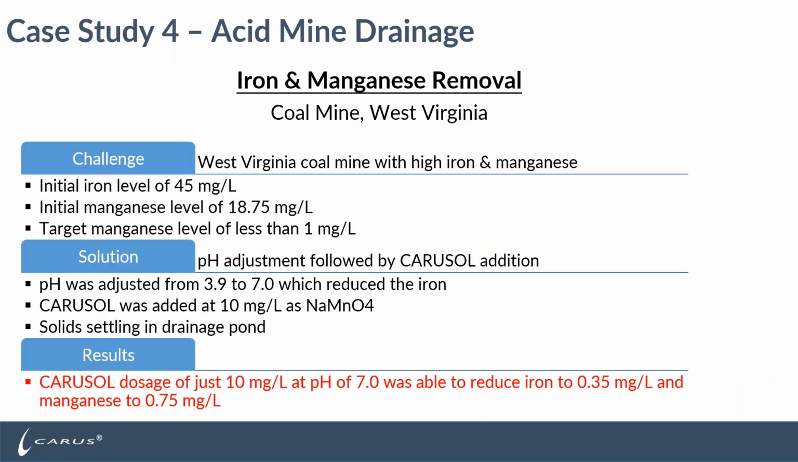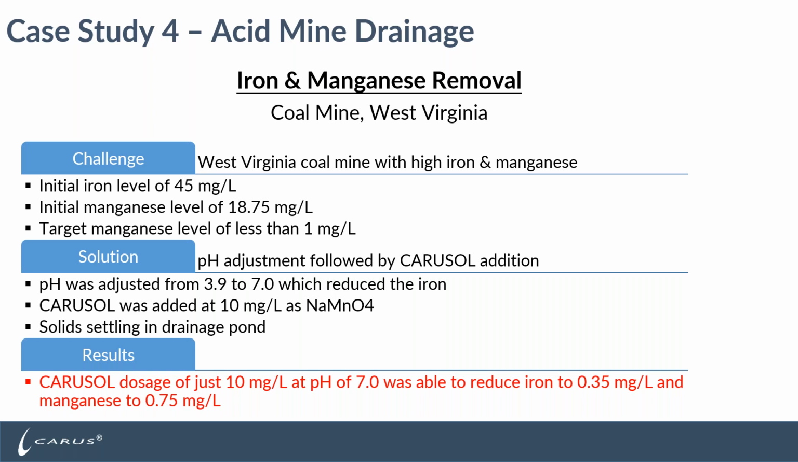This is a second acid mine drainage case study from a coal mining operation, this time in West Virginia. The challenge for this site was again to reduce high iron and manganese levels in the wastewater. Drainage water samples were collected and showed an initial pH of 3.9, iron at 45 milligrams per litre, and manganese at around 19 milligrams per litre. The facility was required to reduce specifically manganese levels to less than 1 milligram per litre.